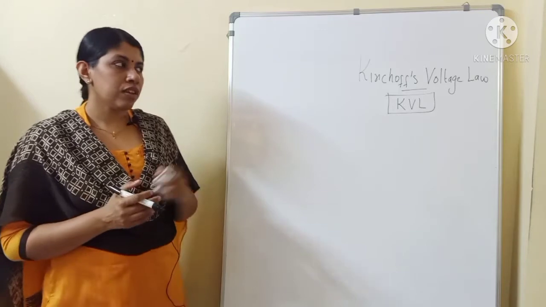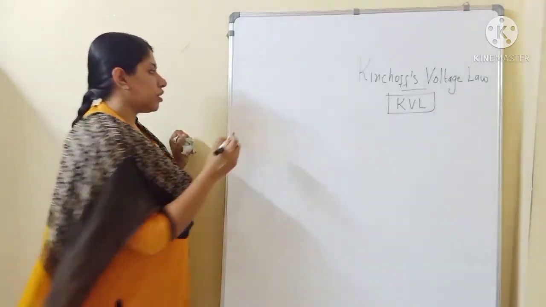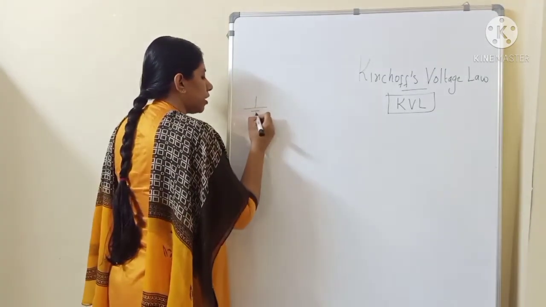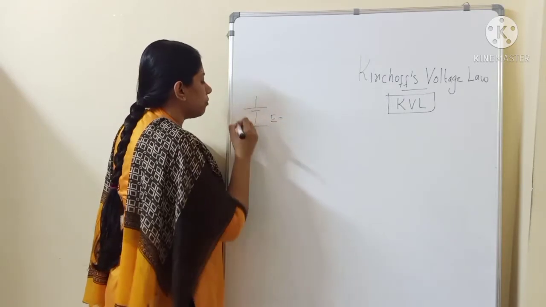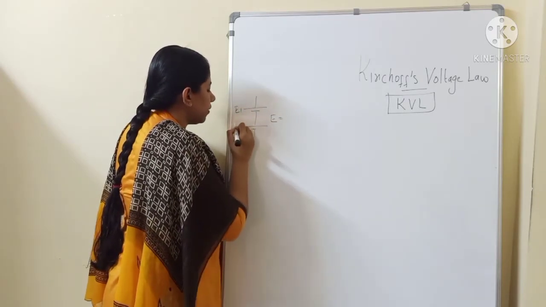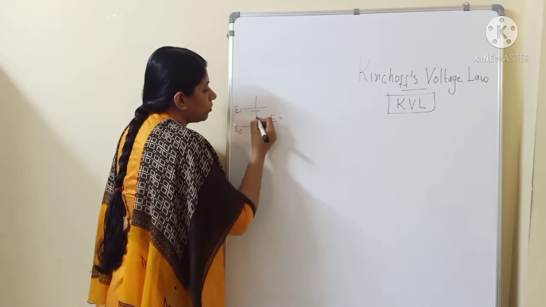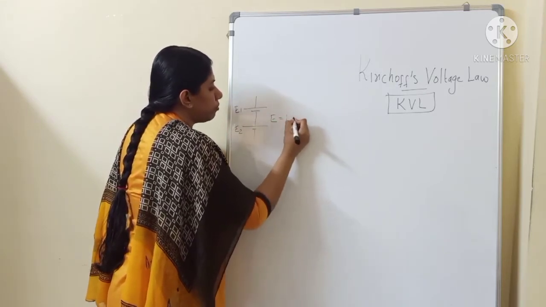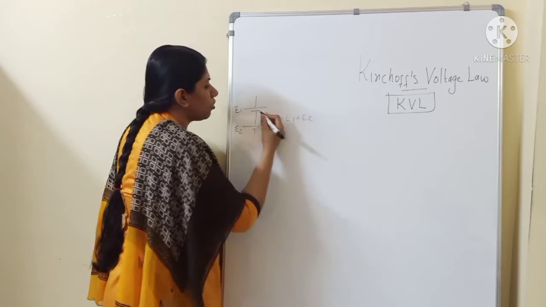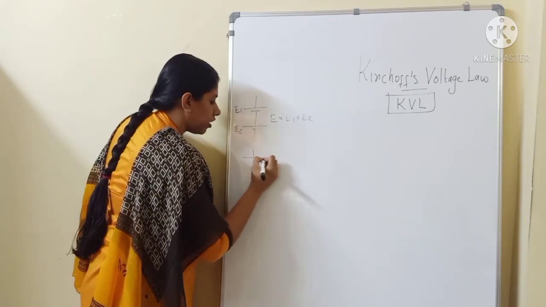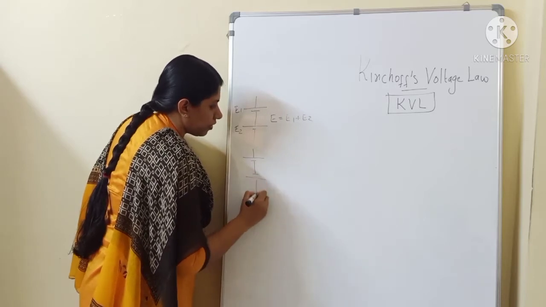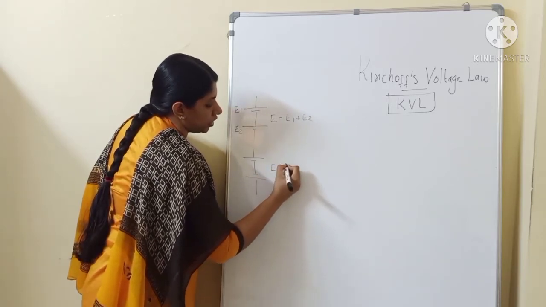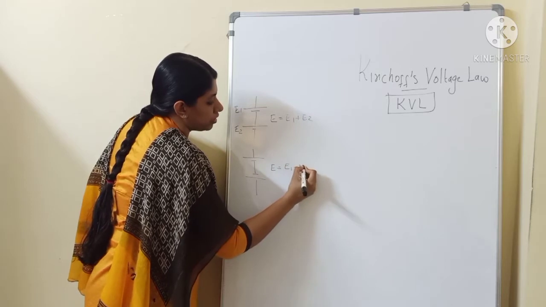Now suppose you are given two power supplies in the circuit diagram, connected like this. How will you find the algebraic sum of the EMF? Let this one be E1 and this one E2. The algebraic sum of the EMF will be E1 plus E2. This is the normal way of connecting. Now if one is connected in an opposing way, how will you find the algebraic sum of the EMF? Then it will be E1 minus E2.